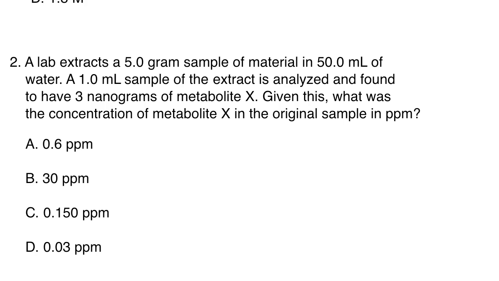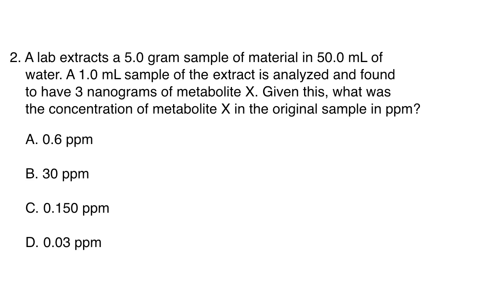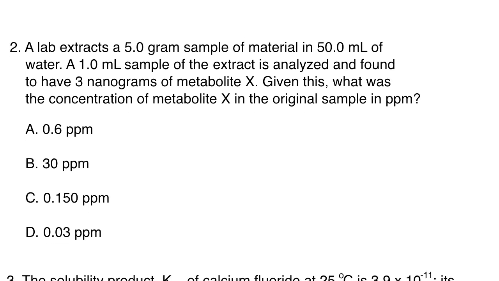Number 2, a lab extracts a 5-gram sample of material in 50 milliliters of water. A 1 milliliter sample of the extract is analyzed and found to have 3 nanograms of metabolite X. Given this, what was the concentration of metabolite X in the original sample in ppm?